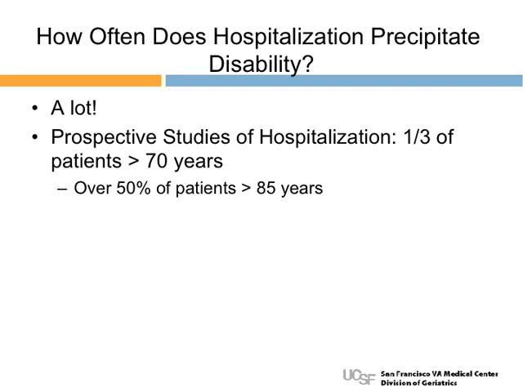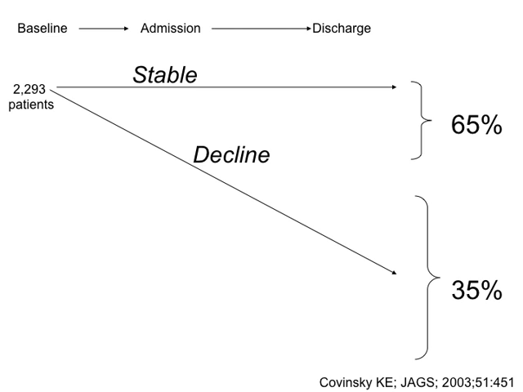So what I'm going to do in terms of thinking about this problem is go through a study we did a number of years ago that describes the prevalence of hospital-acquired disability, but we're going to disaggregate this and think about when this happens. This was a fairly simple study design. This took 2,293 patients in Ohio.